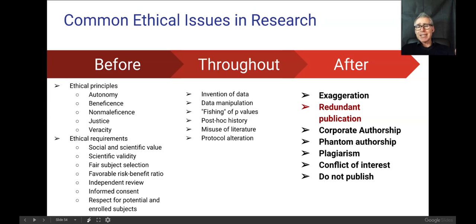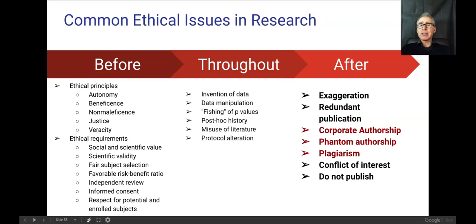However, when deciding to publish the results, the researcher may choose to split up the research and make several publications. One focus, for example, on the quality of life in men, and the other on the quality of life in women, or worse, to publish the same research twice. So this is redundant publication.